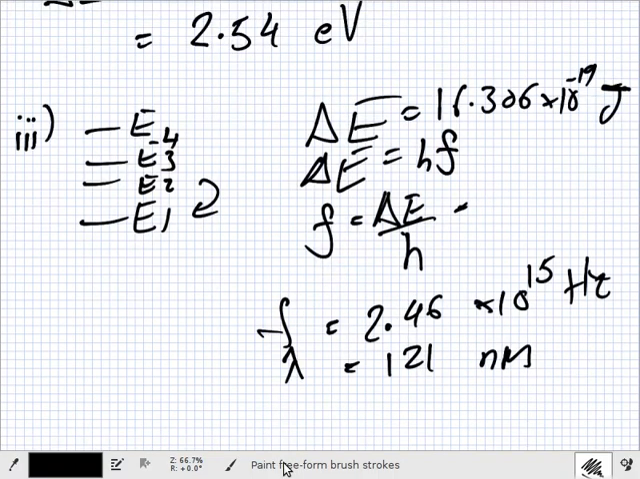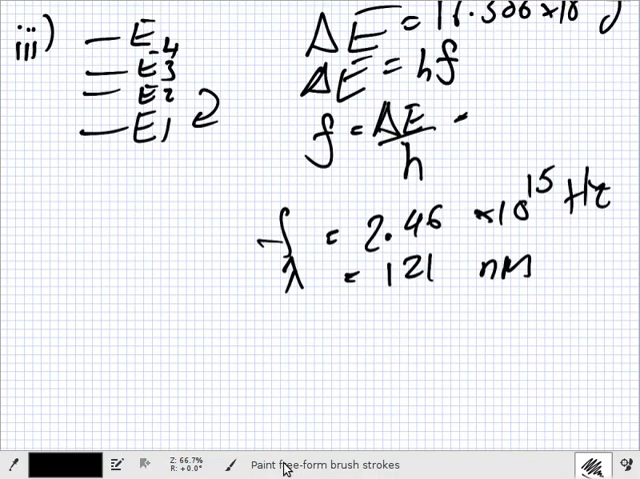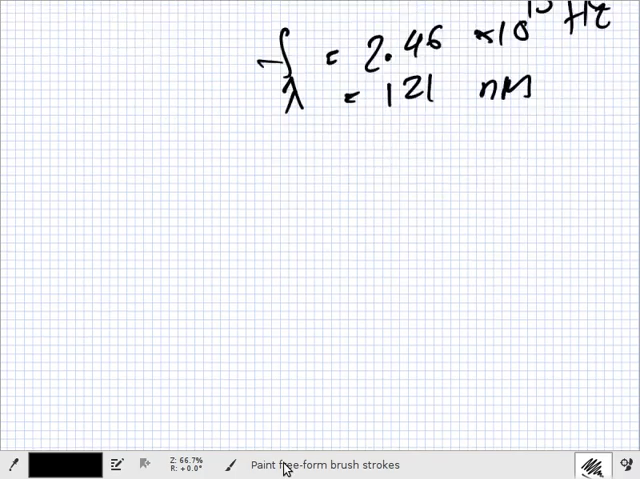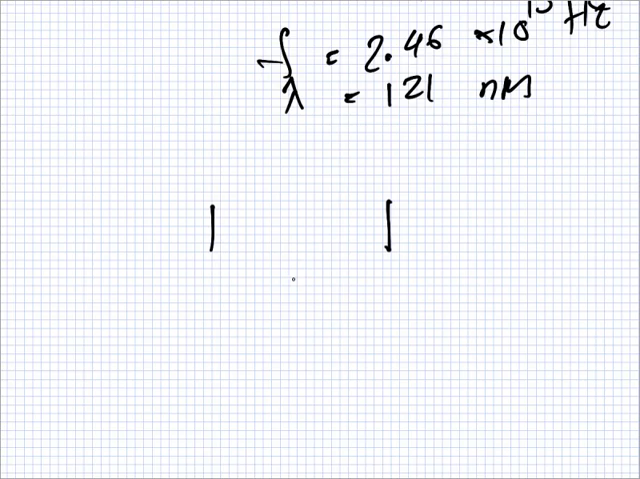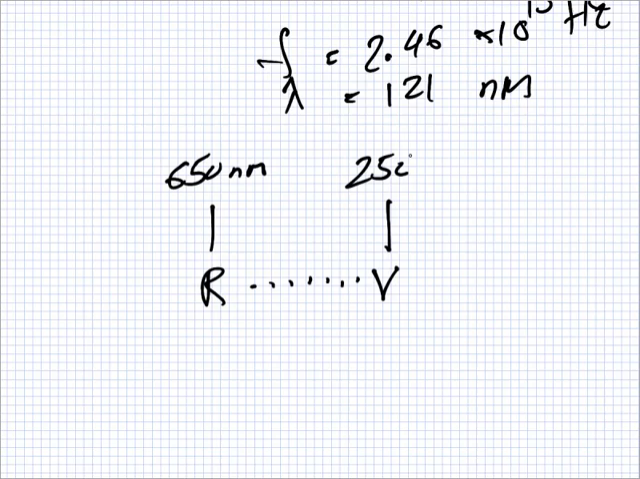And I think violet is around 250? The order goes red, orange, yellow, green, blue, indigo, and violet. So I think red is something like 650 nanometers, and violet is like 250 nanometers. So that means 121 nanometers would be ultraviolet.